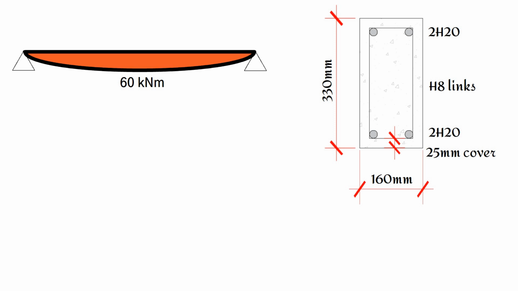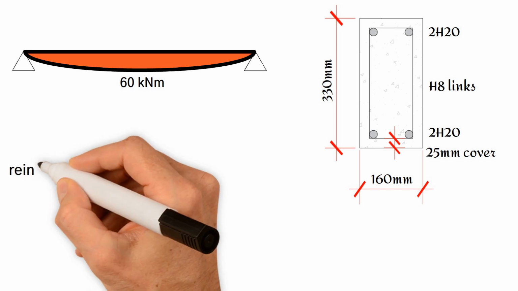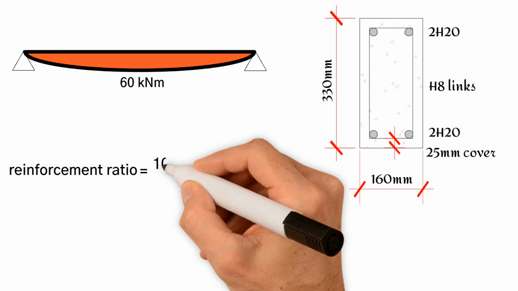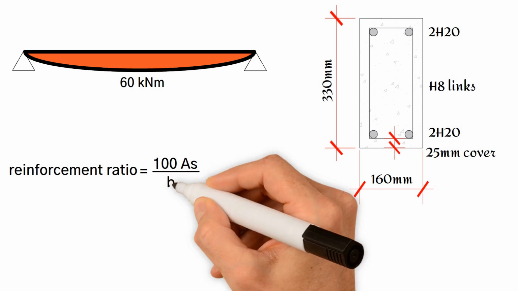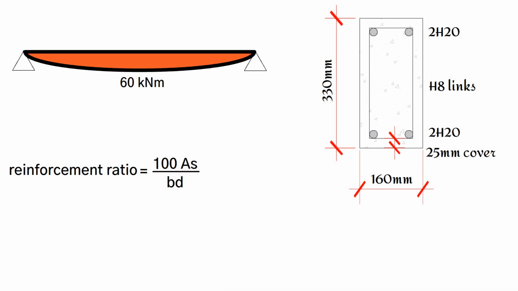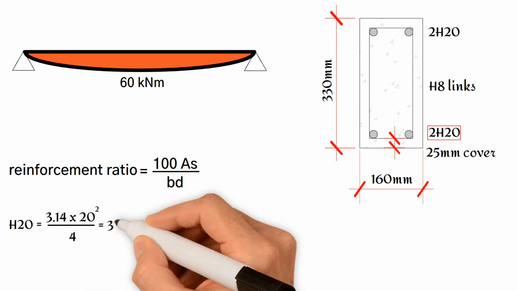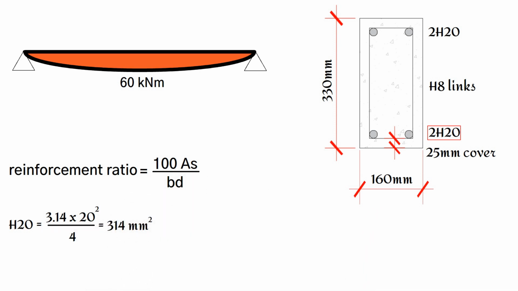How will we determine whether the deflection of the beam will be acceptable? The first step is to determine the reinforcement ratio, which is the ratio of the area of steel provided to the effective area of the section. At the bottom, we have two 20 mm steel bars. The area of a 20 mm steel bar is equal to pi times 20² divided by 4, which equals 314 mm². As a result, the total area provided is 2 bars multiplied by 314 mm². This is equal to 628 mm².